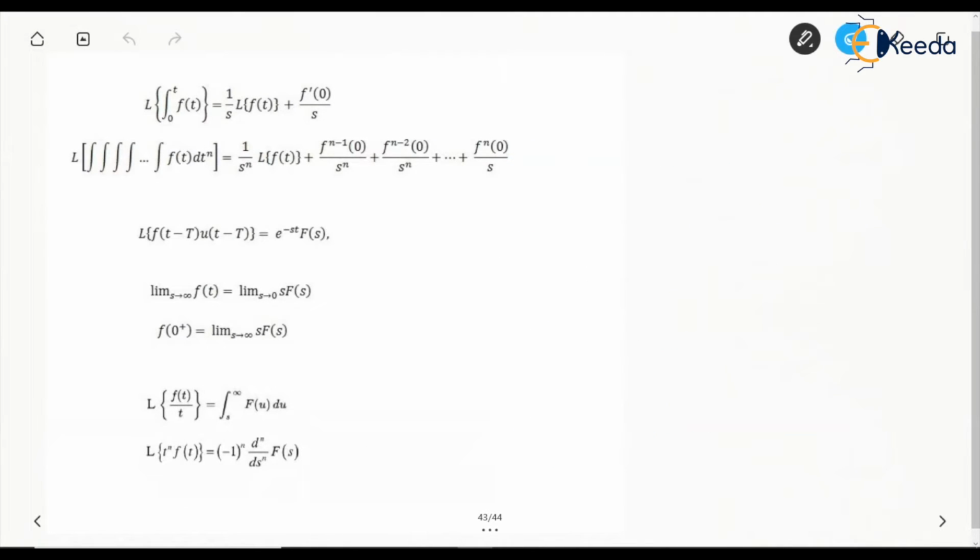Other than that, let's see the integration part. If we have integration of f of t, it will reflect as 1 by s for the Laplace transform. So this is going to be 1 by s of f of s. And if we keep on integrating, we will keep on getting the s. If it is the second integral, it will be f of s by s square. If it is the third, it will be f of s by s cube, and so on.